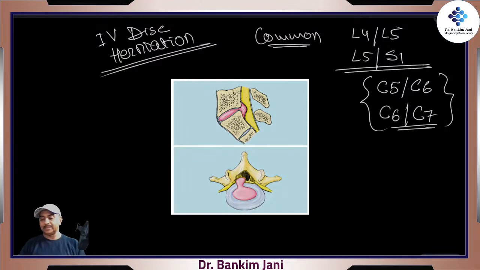Nowadays, you'll find that C5, C6, C6, C7 has become pretty common. Reason? Cell phones. Seriously, cell phones. Because when your head is tilted, the entire load of the head is on that point, so gradually it is like a constant pressure. So nowadays you'll find that in youngsters this is seen more commonly.